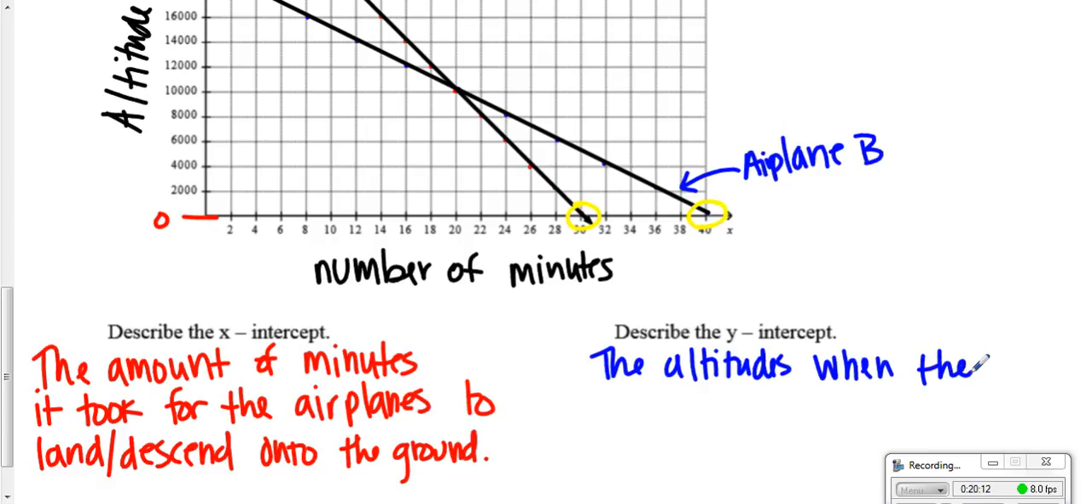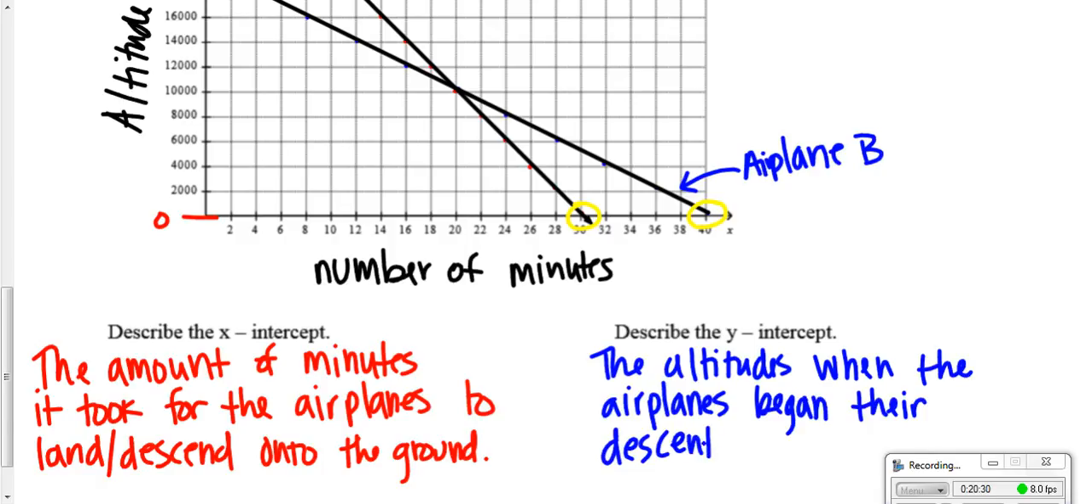And so we are putting more words to this story problem than, you know, we could always say the starting point. Well, again, when there's a story problem involved, we're going to interpret what we see going on and put some good words to it, okay? So put a good scenario. We're doing some common sense to this one, okay? So again, it's the altitudes when the airplanes began their descent, okay?